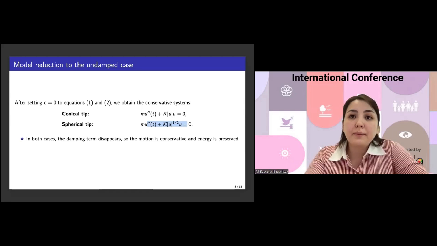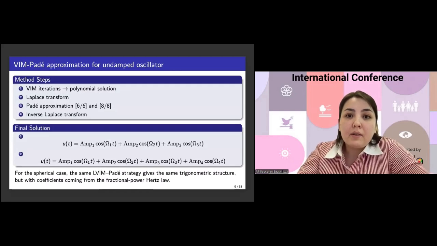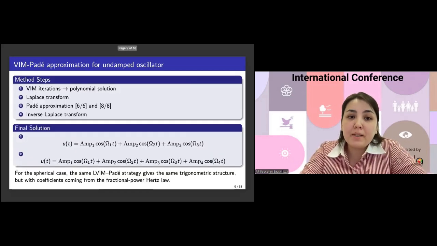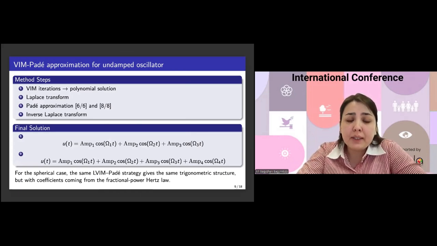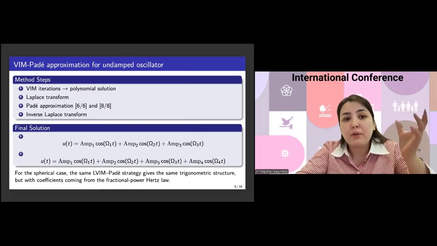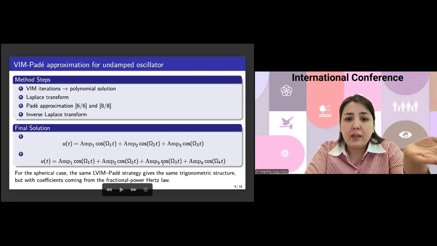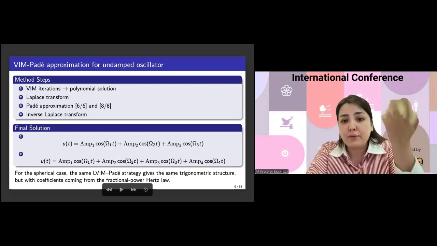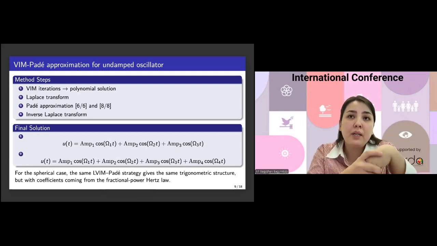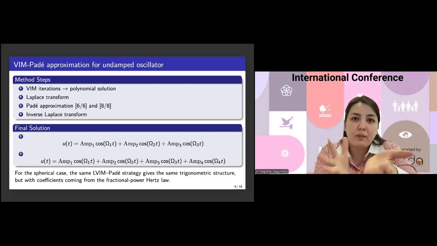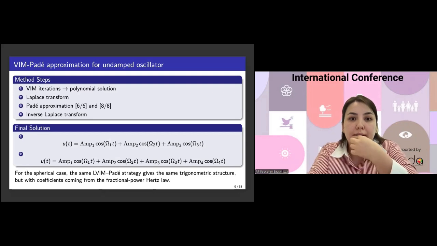So using the same method, we obtain this. For this undamped case, we use the same method steps: VIM iteration, then Laplace transform, Pade approximation, and the inverse Laplace transform. If you look here, we have two solutions, one with 3 cosine terms and one with 4 cosine terms. The 4 frequency approximation just gives better accuracy, and later I will show how it looks.